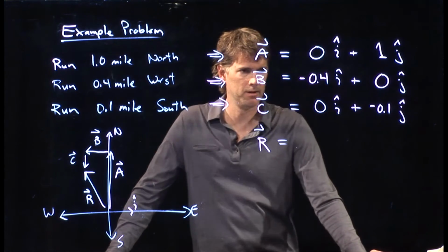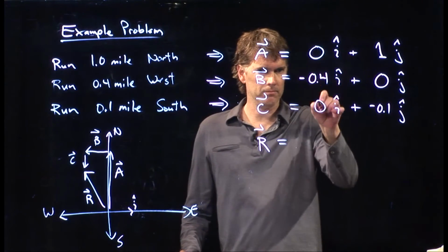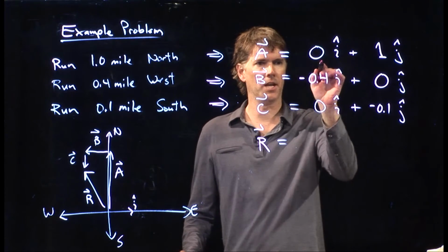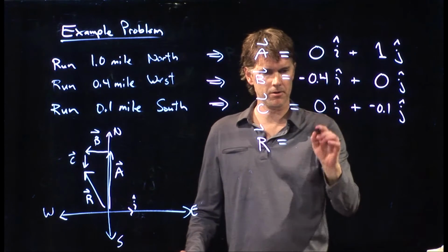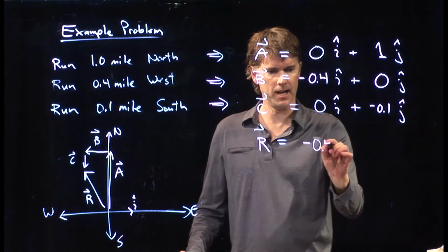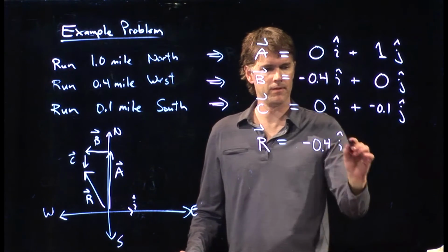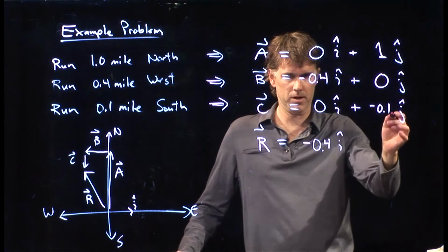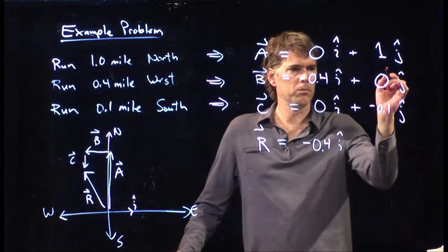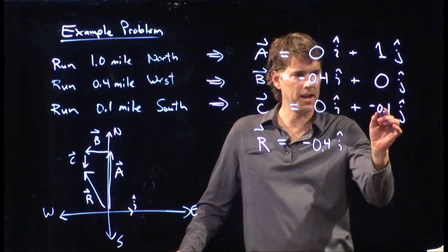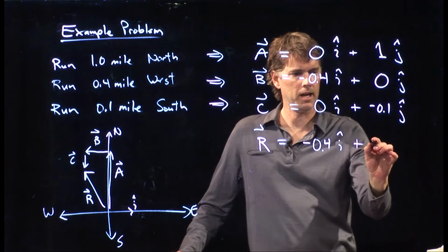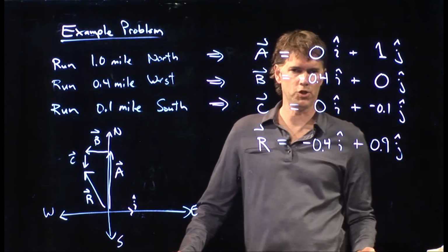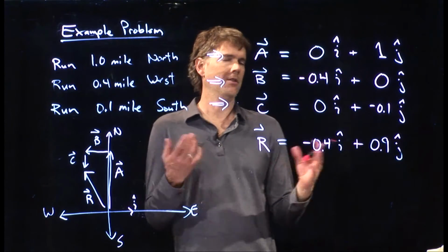How do I do it? I add these up. All the I-hats I add up. I add 0 to negative 0.4 to 0, and of course I get negative 0.4. And now I add up these three. I have 1 plus 0 plus negative 0.1, and that gives me a positive 0.9 j hat. And now you're essentially done.